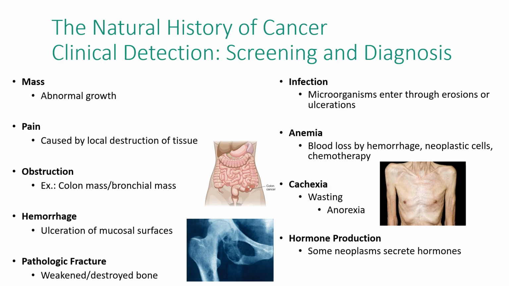Hemorrhage is common when tumors ulcerate mucosal surfaces. On slides, this often corresponds to surface necrosis and friable tumor tissue. Pathologic fractures occur when tumors replace or weaken bone. Histologically, normal bone architecture is replaced by malignant cells. Symptoms are not abstract. They are direct consequences of tissue destruction that you can see under the microscope.